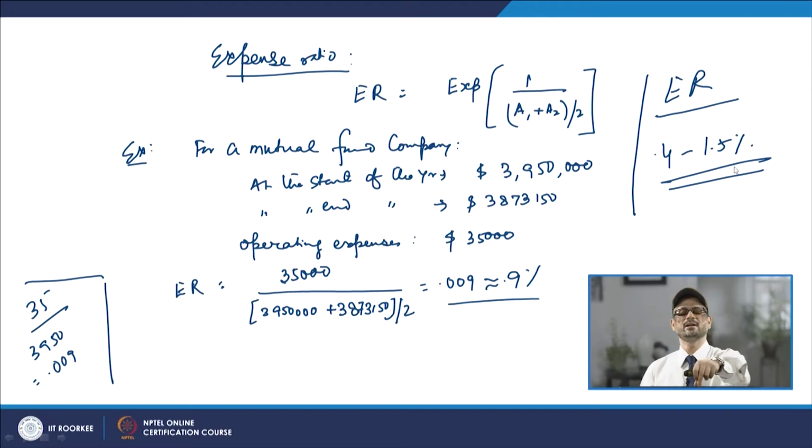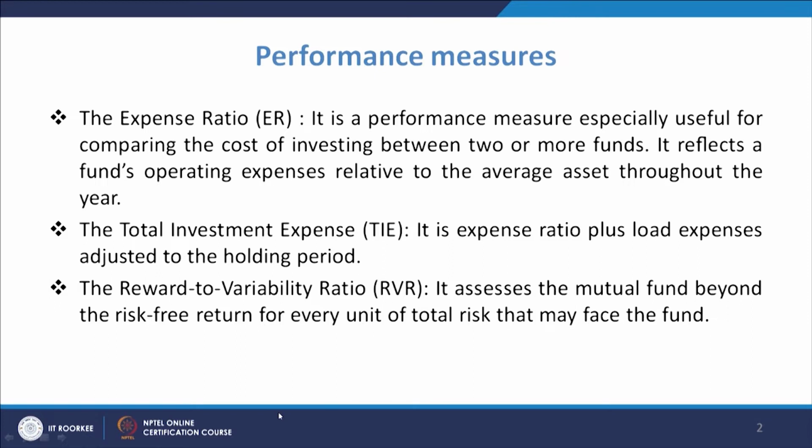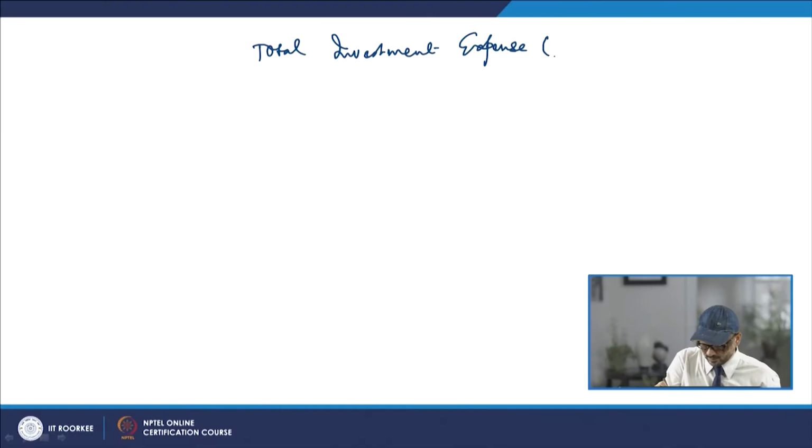Then the next performance measure, which is an index of measuring how good a return you will be able to get, is the total investment expense, that is TIE. This total investment expense is nothing but the expense ratio plus the load expenses adjusted to the holding period. You also take into account the load expenses, because the load charges are there anyway and they are to be taken into account.